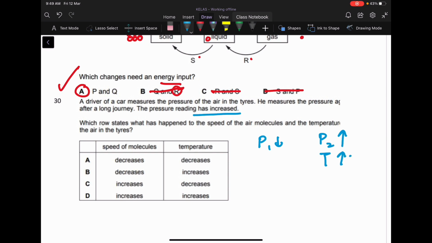Why? Because there is friction. When there is friction, the temperature will rise. When temperature increases, the molecules will gain kinetic energy, and of course the speed of molecules will increase. So A is the answer. Or temperature increase. So D is the answer.